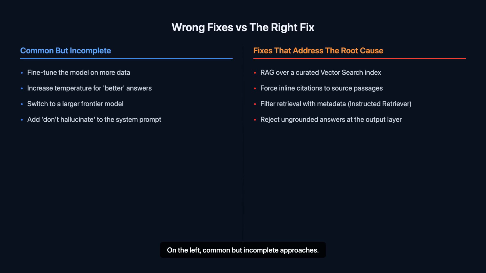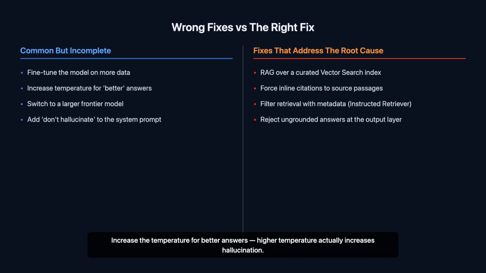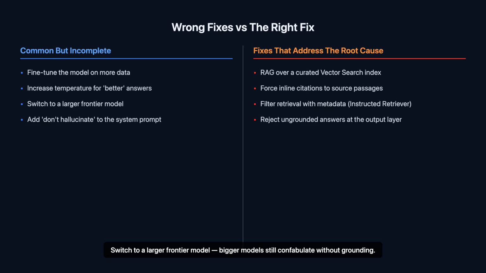On the left, common but incomplete approaches. Fine-tune the model on more data. That doesn't fix factual recall. Increase the temperature for better answers. Higher temperature actually increases hallucination. Switch to a larger frontier model. Bigger models still confabulate without grounding. Add the words "don't hallucinate" to the system prompt. That's just hope.